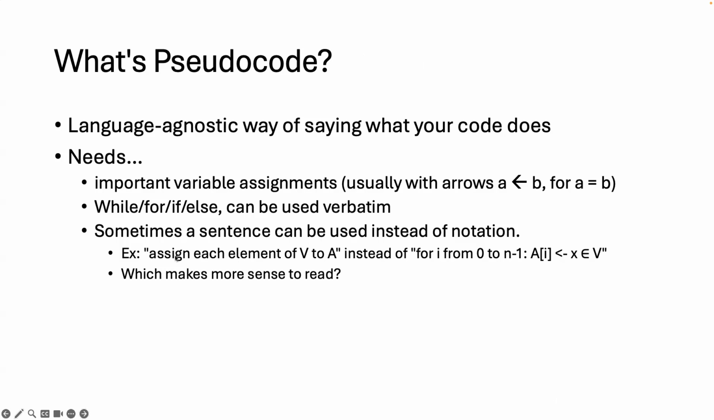So if you're working with a set called V and you have another variable, or I think this is an array called A, then you can say assign each element of V to A. And that's way easier and more understandable than saying for i from 0 to n minus 1, assign each variable x in V to A at location i. That was confusing. I didn't know what was going on there, but having a simple sentence is much better, much clearer.